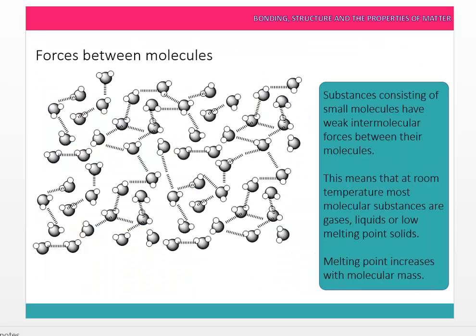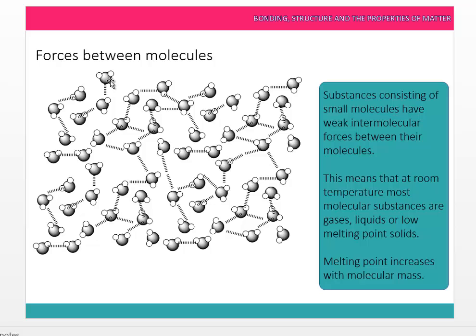Now, we have types of forces between molecules, especially when you talk about covalent bonds. We have different types of molecules, and examples of molecules we're having are liquids and gases, and they have very low melting points and boiling points. Now, let us have a look at the structure of a water molecule.